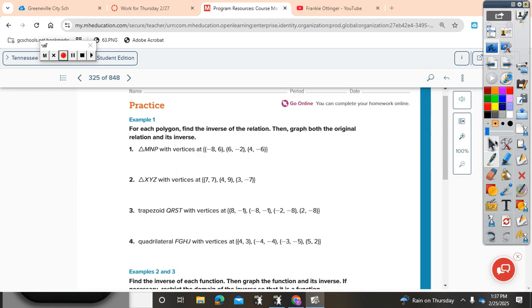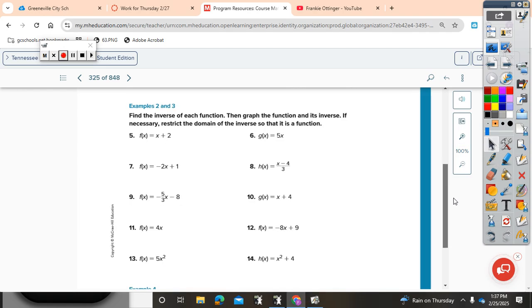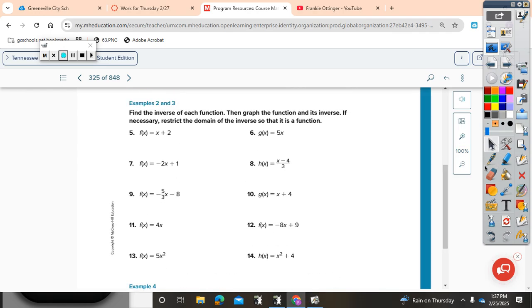When we move down to the next section, it's not quite as easy. When we're looking at an equation, we are going to do the same thing. And by the way, f of x is just y, and so we will do the same thing here. Let me put my work somewhere. We will swap x and y. So if I have y equals x plus 2, the inverse is going to be x equals y plus 2.